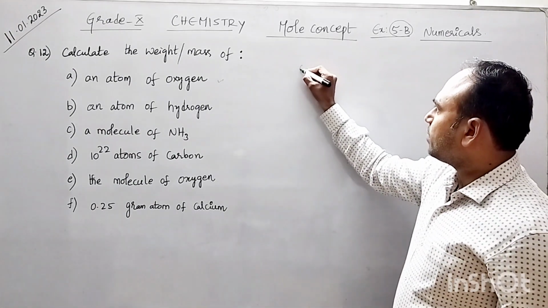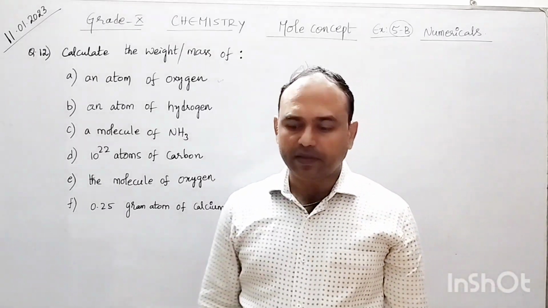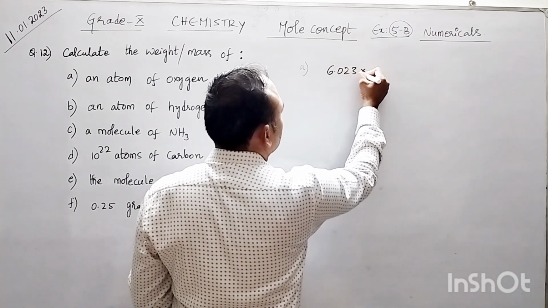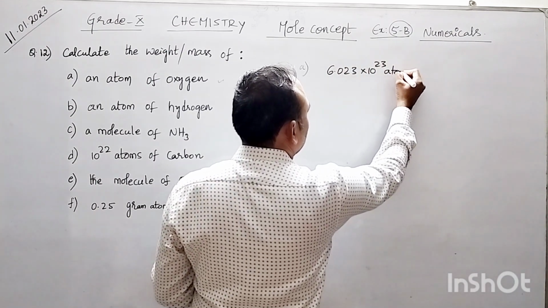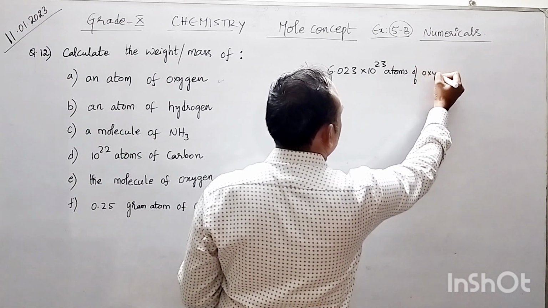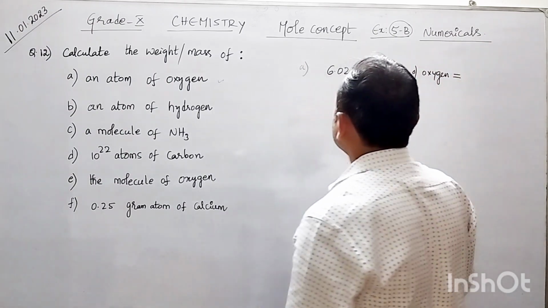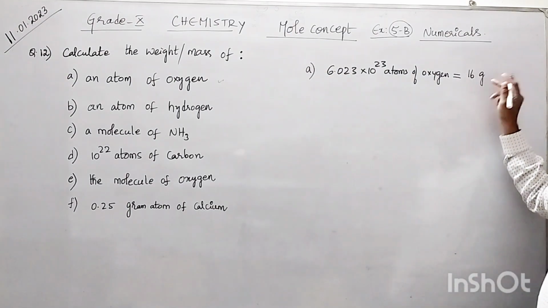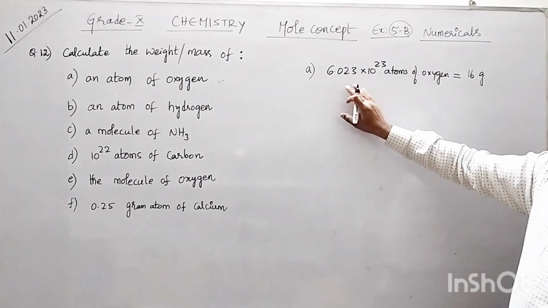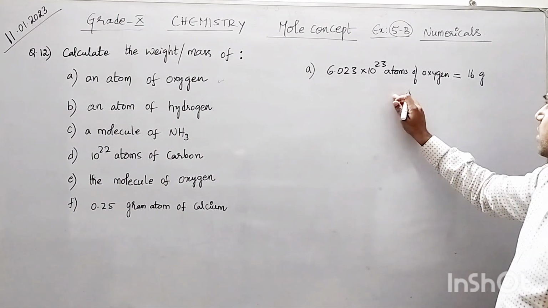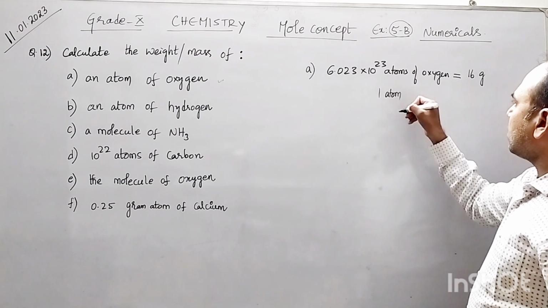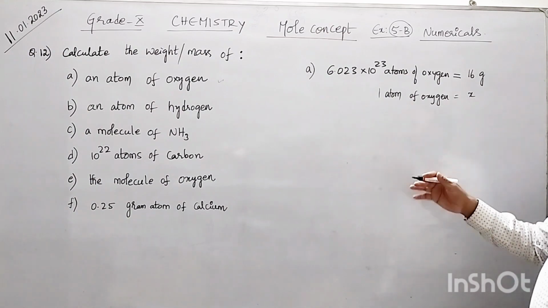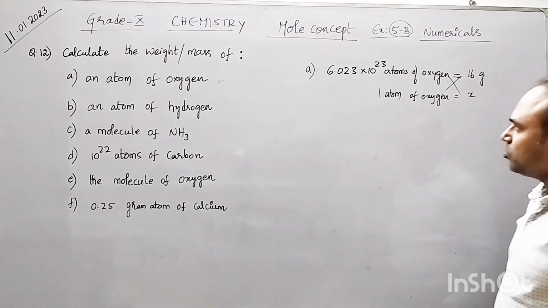So if you want to solve the first question, let us write like this. We know that Avogadro number, 6.023 into 10 to the power of 23 atoms of oxygen, will have a mass of 16 grams. So it's the atomic mass, gram atomic mass. Here we have 6.023 into 10 power 23 atoms. They are asking what is the mass of one oxygen atom. Take it as x. Now you know the method, cross multiply. What do you get?